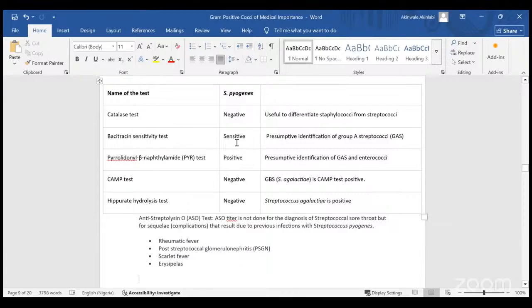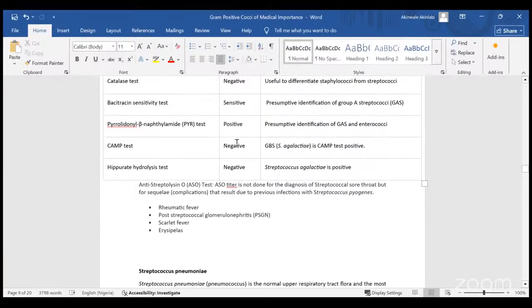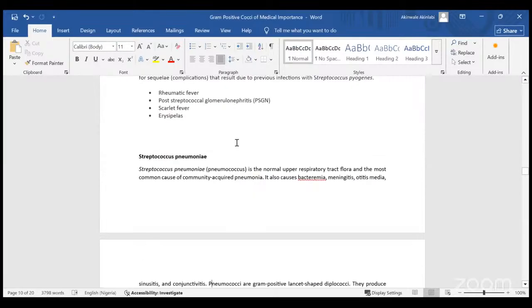Like I was saying, the anti-streptolysin O titer test is not done for diagnosis of Streptococcus pyogenes, but for sequelae. These are tests that, when bacteriology was bacteriology at that time in UCH, were often done. But I'm sure that most of these tests, I don't think they are doing them again.